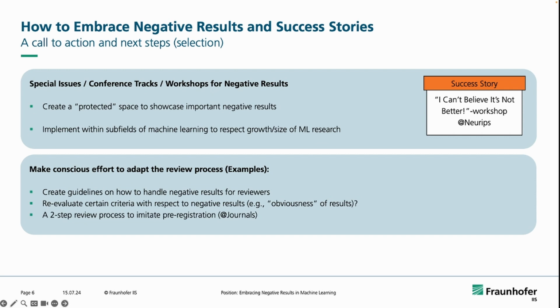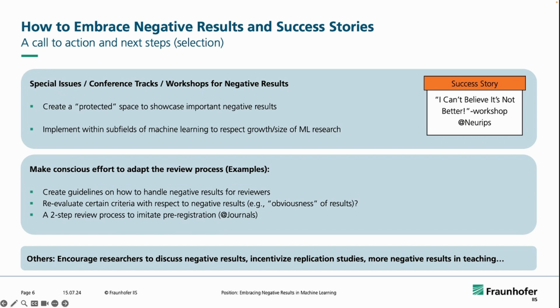So for example, surprise factor and obviousness of the results are arguably more important for negative results than they are for positive results. There are other things like encouraging researchers to discuss negative results, incentivize replication studies, and many more that we highlight in the paper.